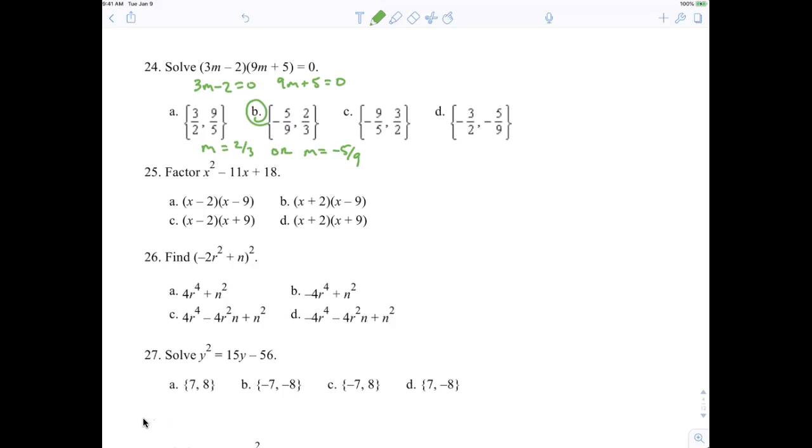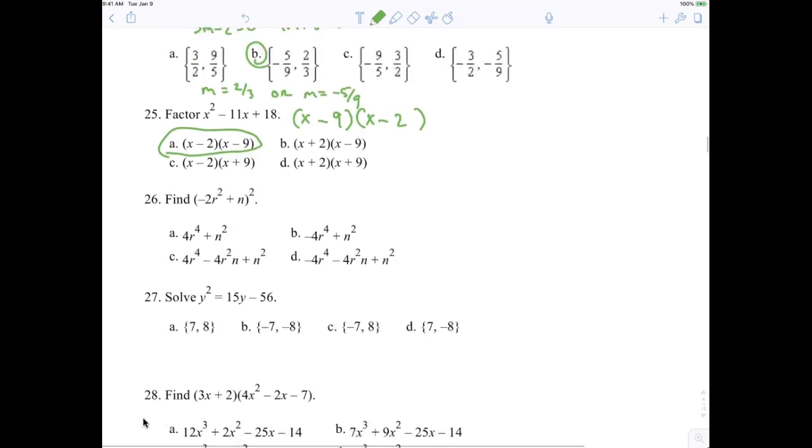Now everybody should be able to quickly do number 25. X squared minus 11x plus 18. Two sets of parentheses. The only way I can make x squared is x and x. Factors of 18 that make 11 are what? Yeah, 9 and 2. And because we want it to be negative 11, they're both negative. All right? So correct answer for 25 is what? A. Any issues?